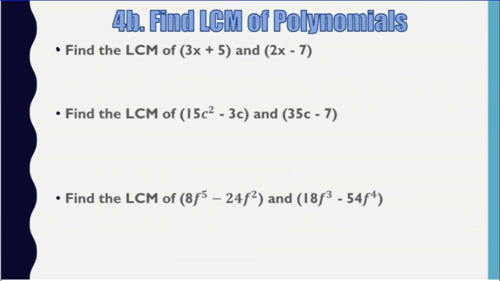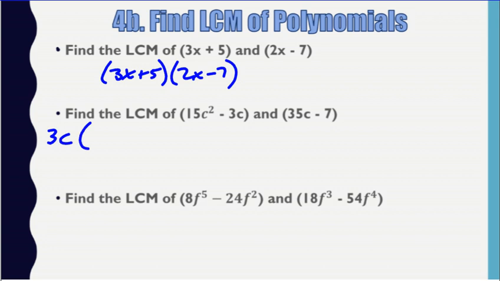More examples. Top one already factored, so that one is 3x plus 5 times 2x minus 7. So those are pretty easy. You can determine if they're factored already by just looking at the coefficients and the variables involved with it. Next one, I can take a 3c out. That leaves me with 5c minus 1.